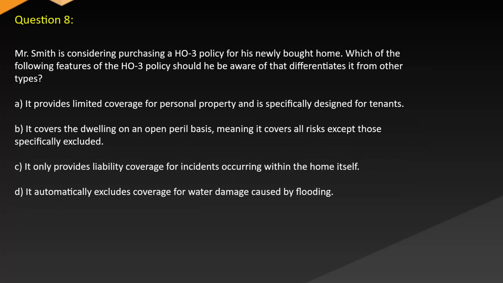Mr. Smith is considering purchasing an HO-3 policy for his newly bought home. Which of the following features of the HO-3 policy should he be aware of that differentiates it from other types? A. It provides limited coverage for personal property and is specifically designed for tenants. B. It covers the dwelling on an open peril basis, meaning it covers all risks except those specifically excluded. C. It only provides liability coverage for incidents occurring within the home itself. D. It automatically excludes coverage for water damage caused by flooding.